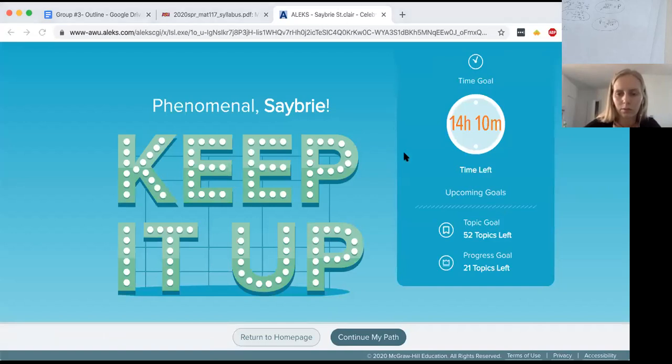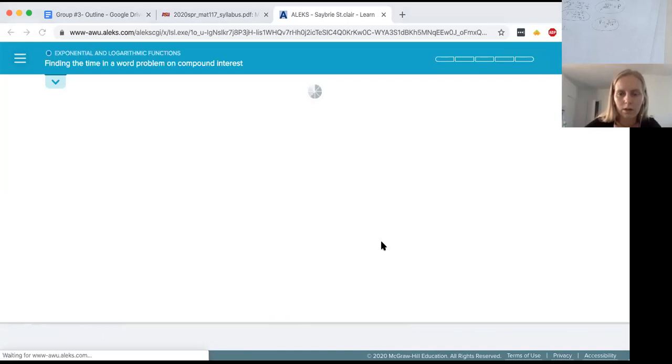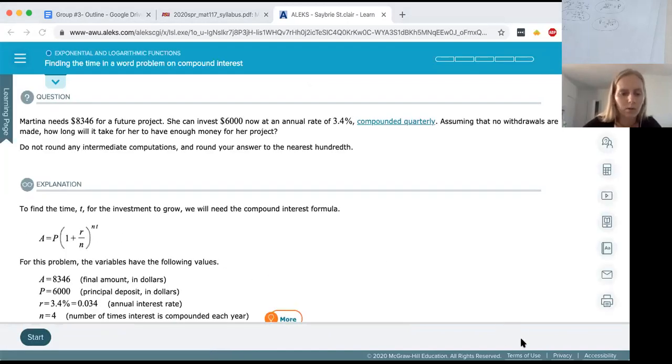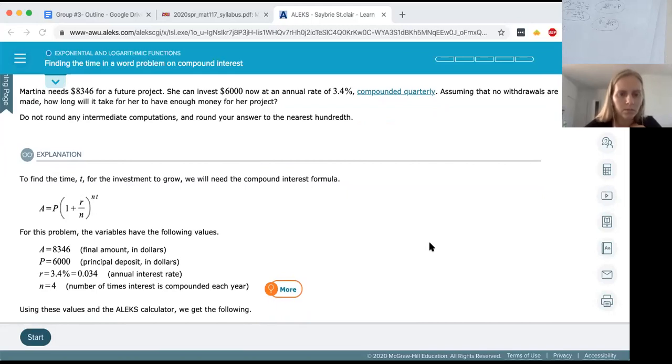Oops, hold on. Let me move my screen really quick. These ones I don't think I've done. Yeah, these ones were the ones that were locked. But it looks like it's the same. So let's take a picture of this.